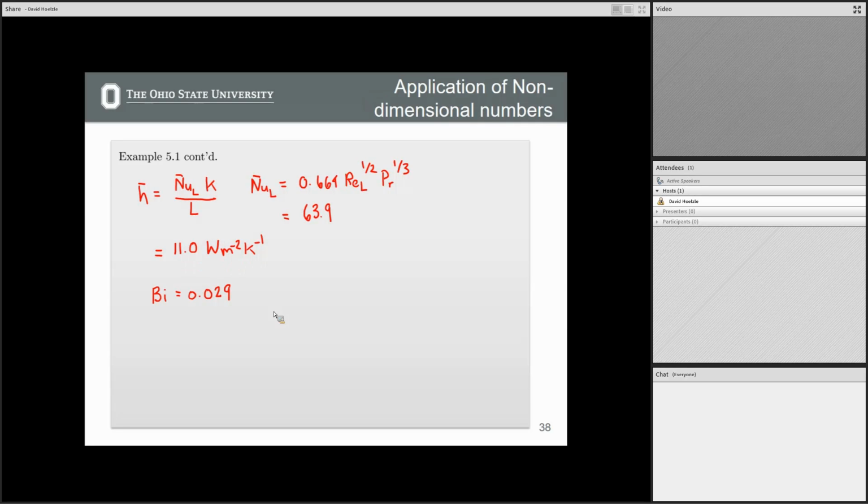Oftentimes the cutoff for whether or not you consider convective heat transfer is 0.1. This has just been established in the heat transfer community as a cutoff on where you consider this or not. So we're satisfying that by about a factor of 4.